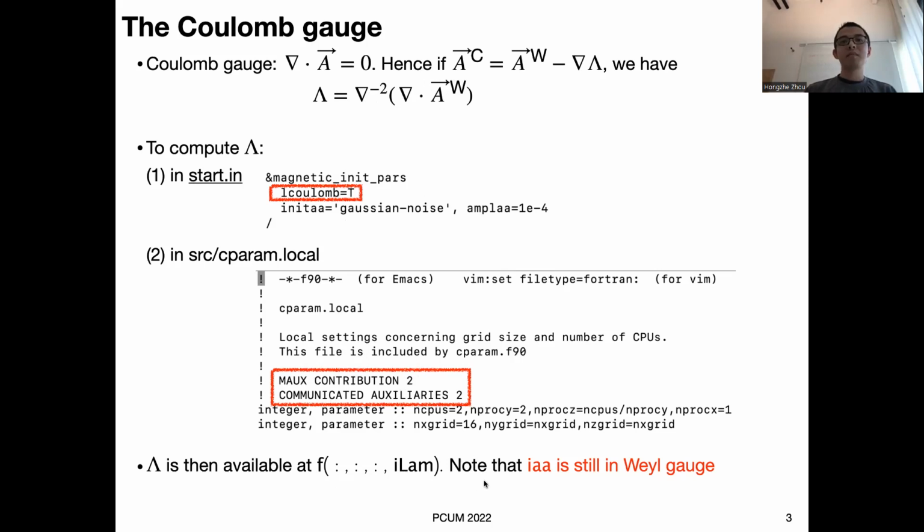But note that even if you turn on the Coulomb gauge, the vector potential itself is still in the Weyl gauge. So to do any computations in the Coulomb gauge, you need to do that by hand. Namely, when you compute, for example, the helicity density, you take the difference between the Weyl gauge vector potential and the gradient of this lambda field, and then you get the Coulomb gauge.